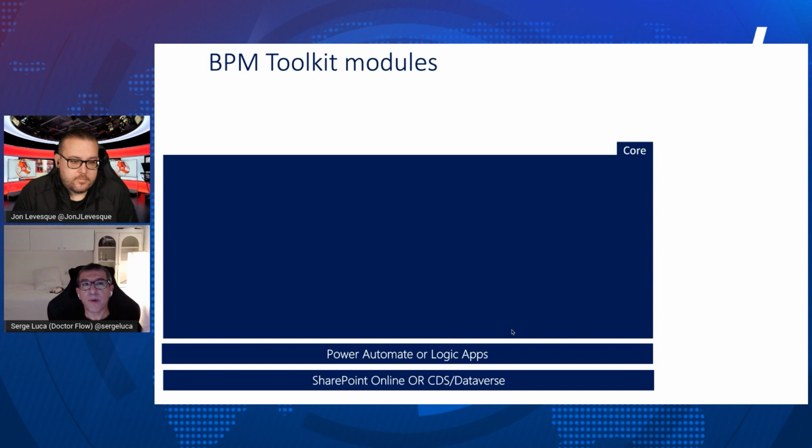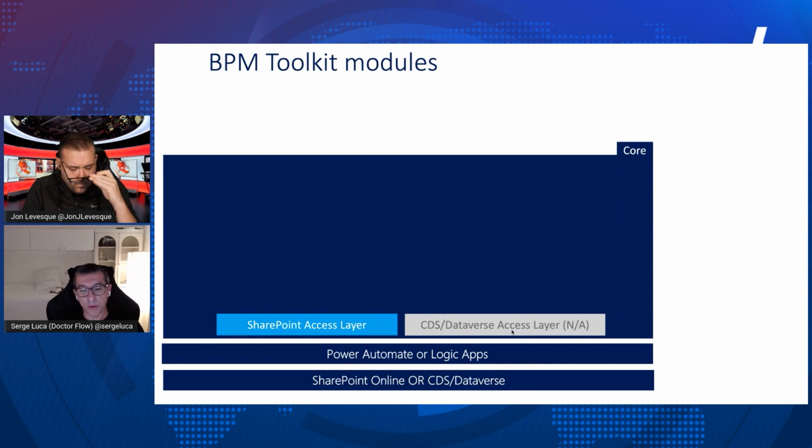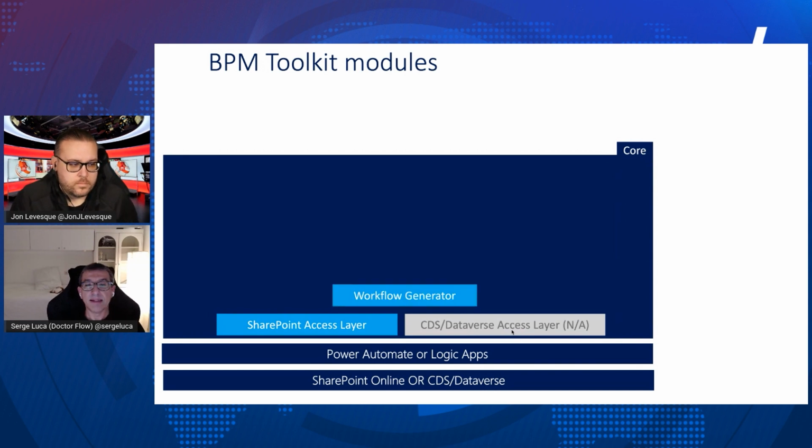There are 2 parts in the BPM Toolkit. The core modules, and there are plenty of things in this core module. Let's talk about that now. First, we have a SharePoint access layer, which gives you access to SharePoint. So the data is stored on SharePoint lists in this version. I'm going to work on a CDS, a Dataverse access layer. It's not available yet.